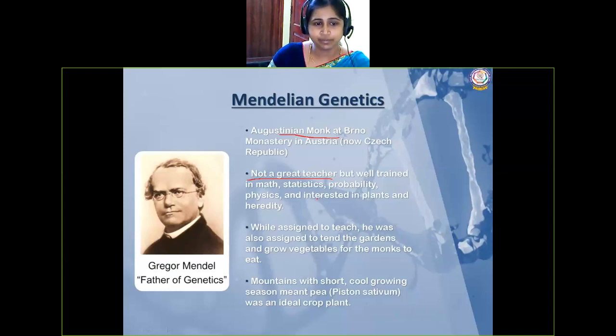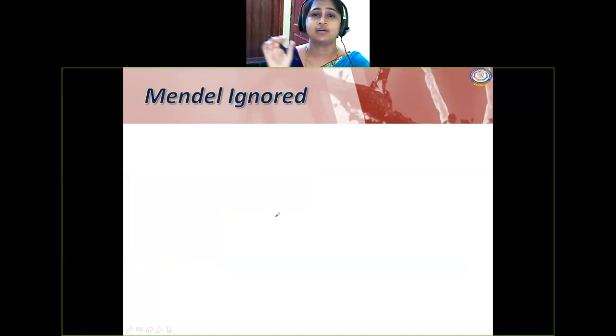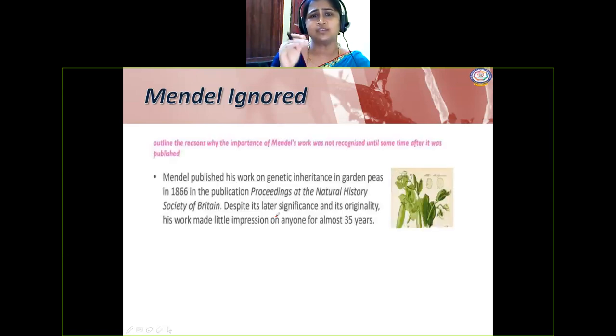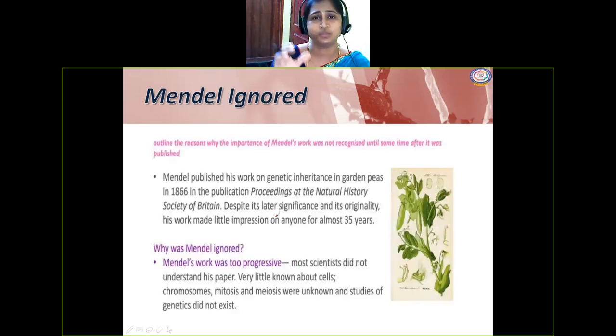He was very much interested in plants and heredity. Everybody gets a word called rejection. Even Mendel's work was ignored by the time. He also underwent that rejection. So why did his work get rejected? There should be some reason, right? The reason is none other than that it was too progressive for the time.